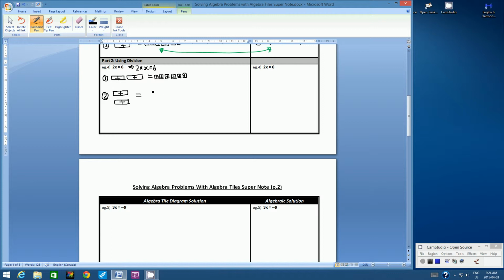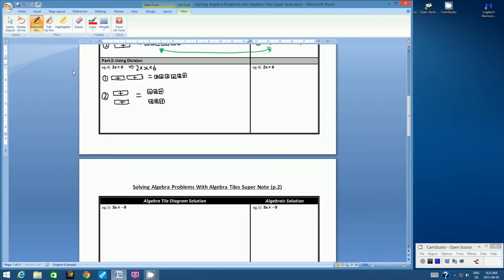How many positive tiles would be in each group? Well, I hope you said 3. So let's put 3 positives up here. So they're kind of in line with this positive x. And then let's put the 3 positives in a second row below so that they're kind of in line with this positive x on this side. So to show division in a tile diagram, this is what we do.